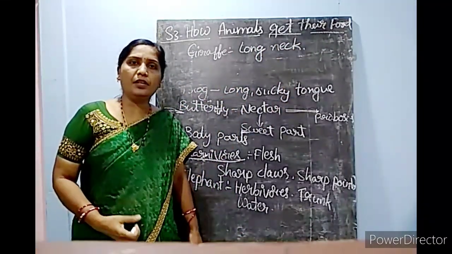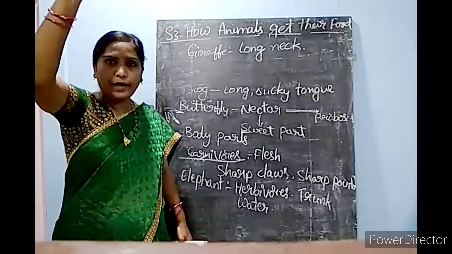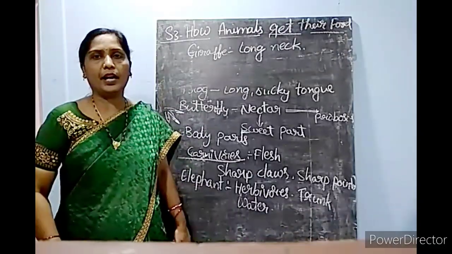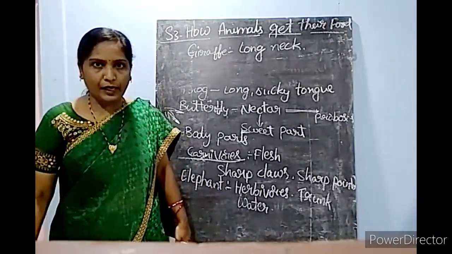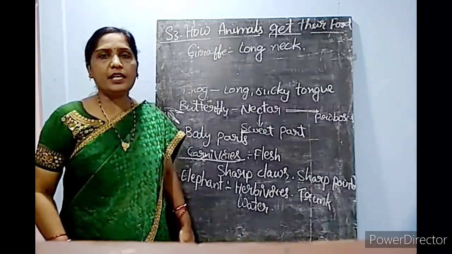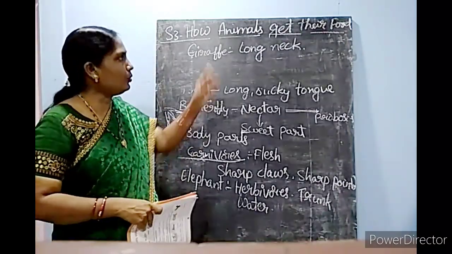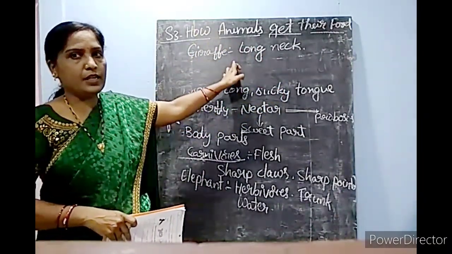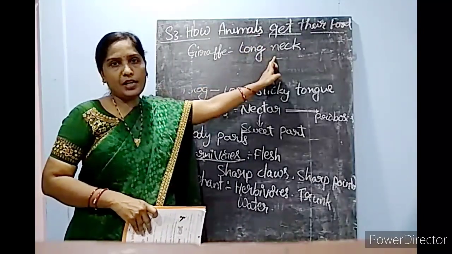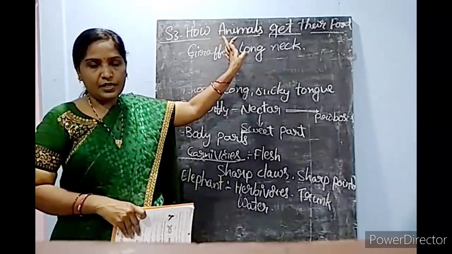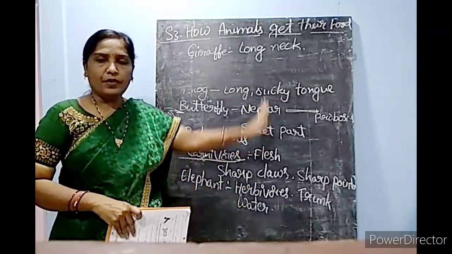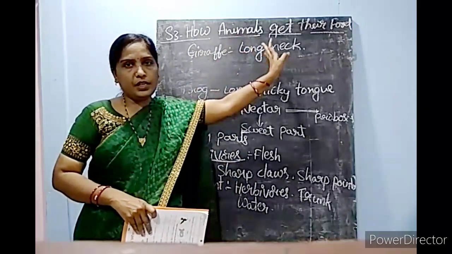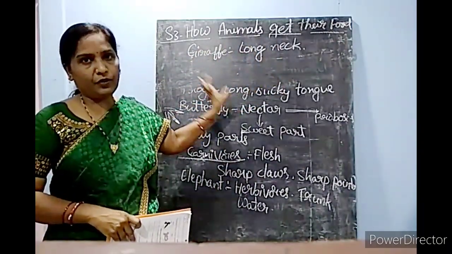It helps the giraffe to catch the branches of a tree, to catch the leaves. When it goes near the big trees to catch those leaves, this long neck is helping the giraffe. Right? So this giraffe is using its body part, the long neck, to collect its food. Right? So we discussed just now, they are using different body parts. In the same way, the giraffe is using its long neck to collect its food.